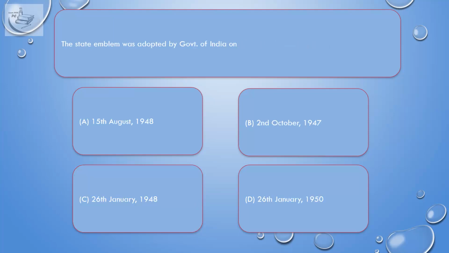Correct answer is C. 1950. Question: The state emblem was adopted by Govt. of India on A. the 15th of August, 1948, B. the 2nd of October, 1947, C. the 26th of January, 1948, D. the 26th of January, 1950.